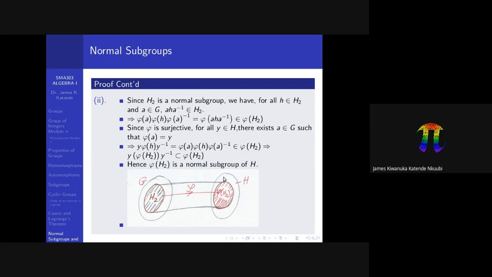So again, the diagram illustrates that we have a subgroup H2 in G. The image of the subgroup is in H, and the claim is that if H2 is normal in G, then the image as a subgroup of H will also be a normal subgroup of H. Any questions? No. Okay.